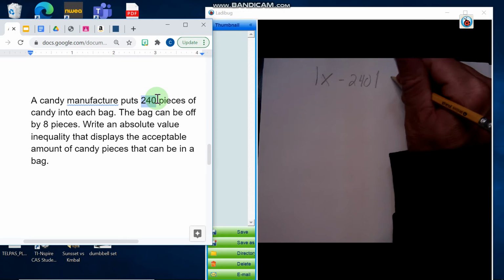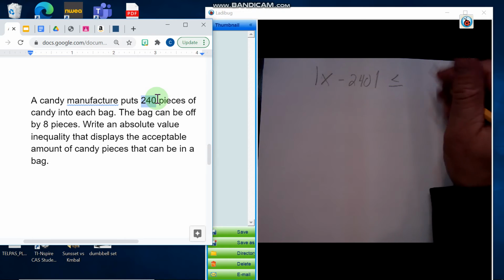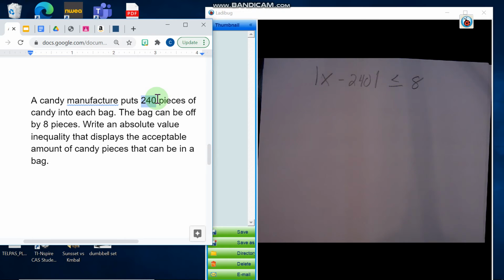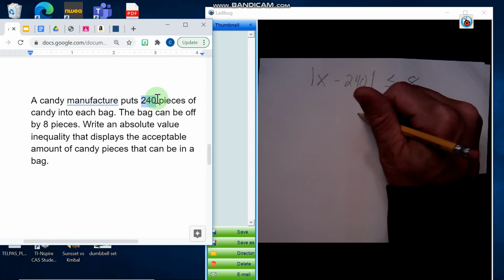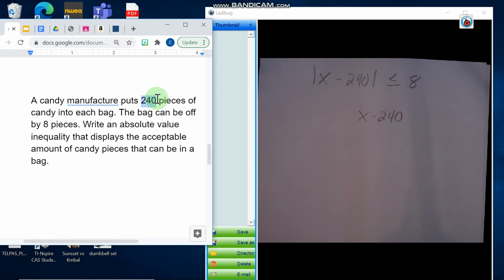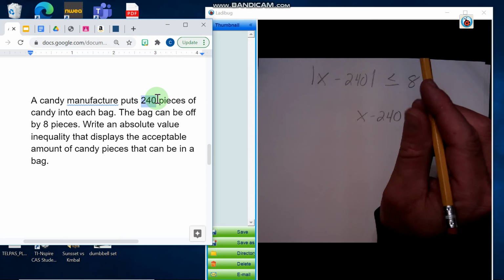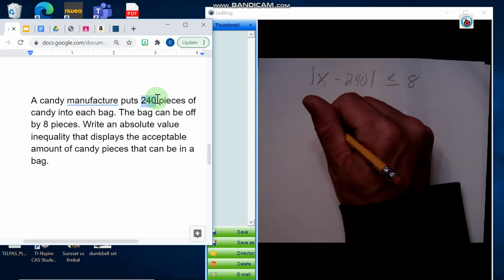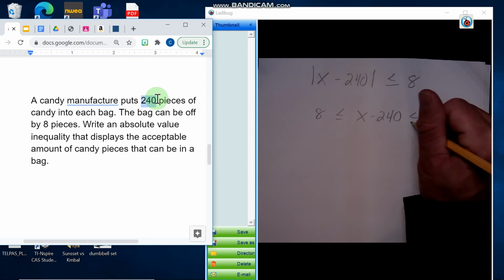Our allowable error is 8 pieces off. So that's it. A pretty standard way to write these equations and inequalities. So I'm going to put this in the middle, then I'm going to put 8 on each side. I'm going to use less than or equal to on both.